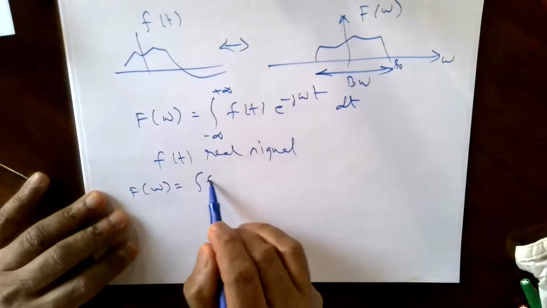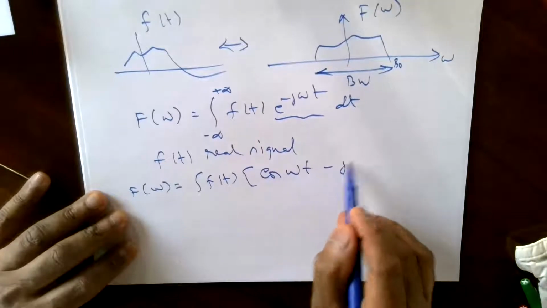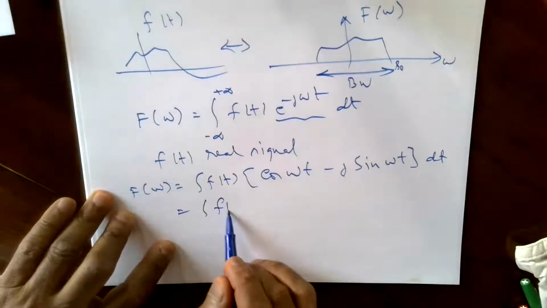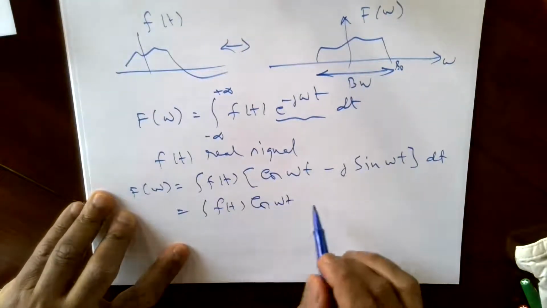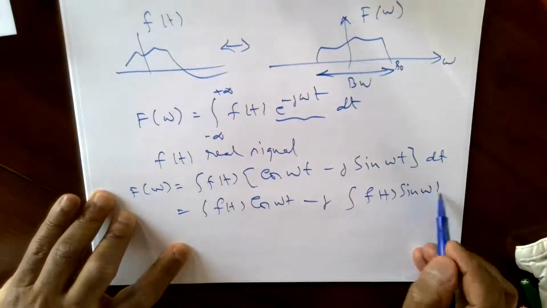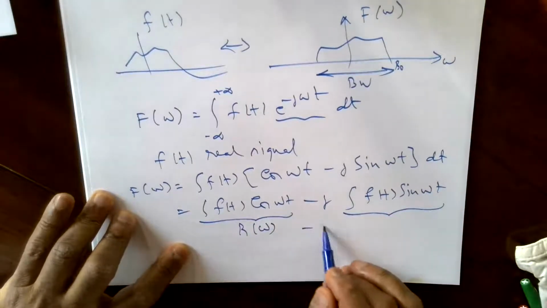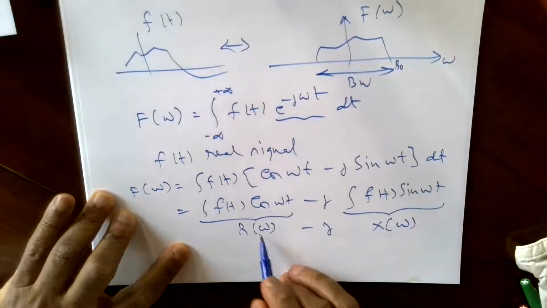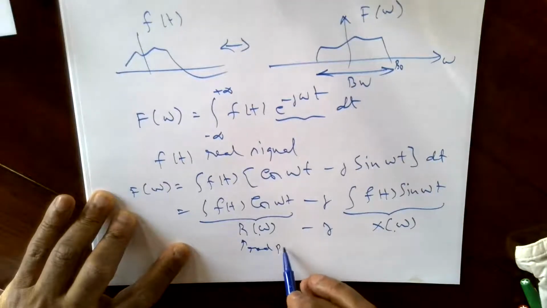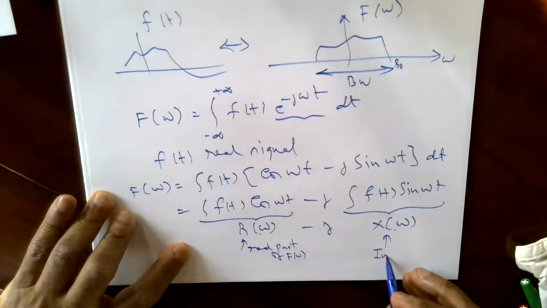F of omega is the integral of f of t e raised to minus j omega t, which I'm going to write as cos omega t minus j sin omega t dt. So this, of course, has two terms now: the integral of f of t cos omega t minus j times the integral of f of t sin omega t. So these are the real and imaginary parts. Let me use the usual symbol R of omega minus j X of omega. R and X are real functions, but this is called the real part of F of omega, and this is called the imaginary part.